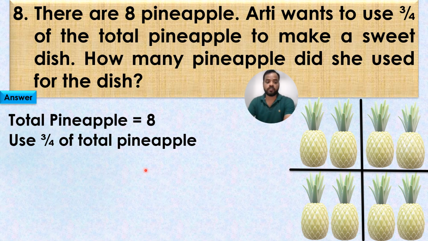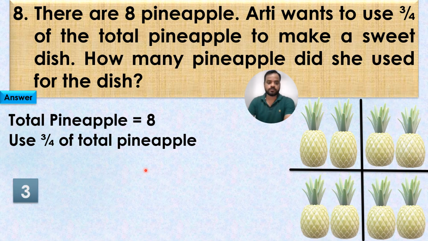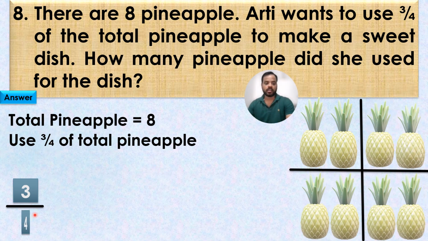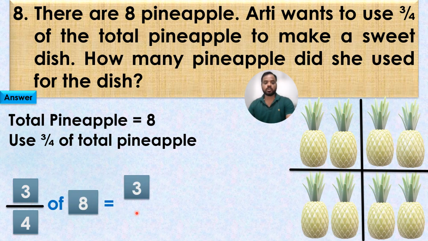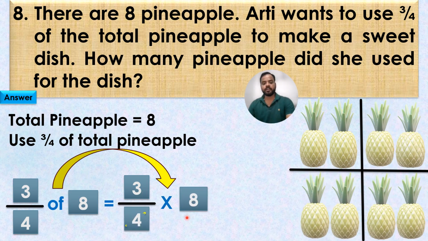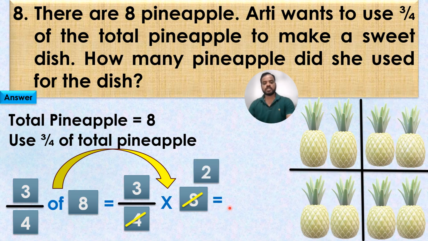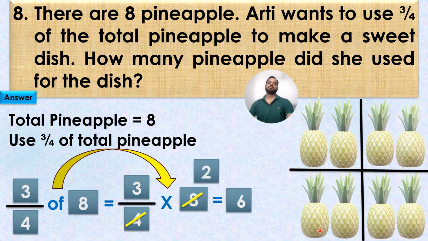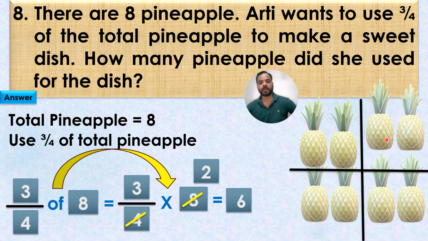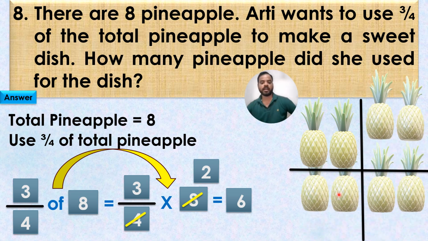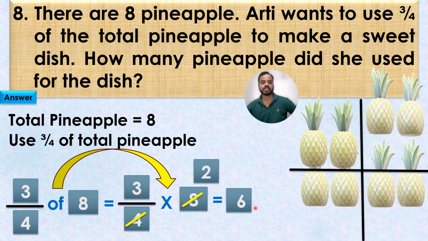So let us see how to solve it. We have to use 3 by 4 part of the total pineapples. So 3 by 4 of the total, which is 8, will be equal to 3 by 4 of, means multiplication. So 3 by 4 into 8, which is 4 twos are 8. So it will give you 6 pineapples. Out of the total pineapples, we were to take 3 parts: 1 part, 2 parts, 3 parts. So the answer will be 6 pineapples.